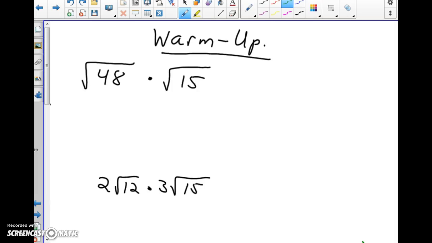All right. Here's the square root of 48 times the square root of 15. What's the first thing you have to do? Multiply what? 48 times 15, right? So you should get the square root of 720.